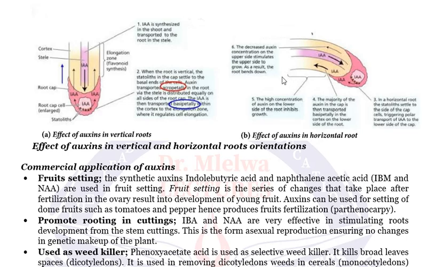But for the shoots, the distribution of auxin downward because of gravity will stimulate shoot development and bend the shoot upward. That means it bends up, and it is described as negatively geotropic or positively phototropic. But all in all, this is the effect of auxin.